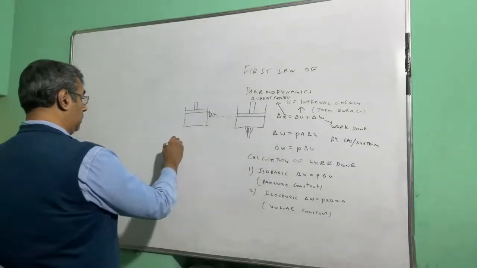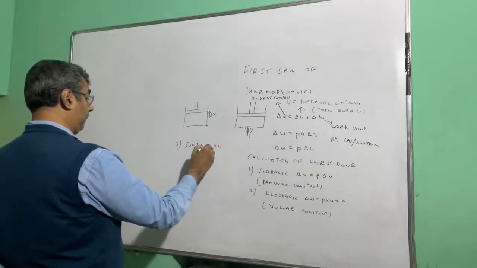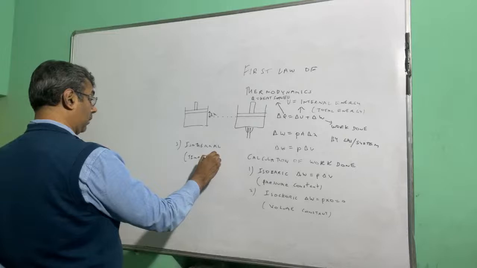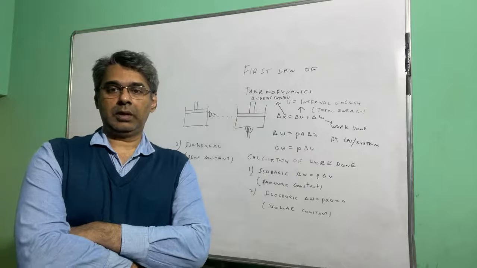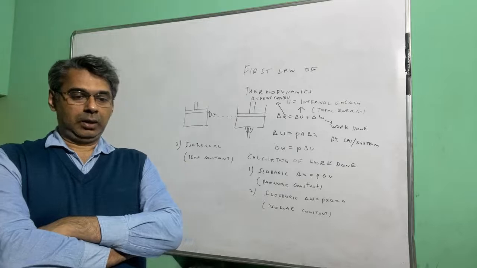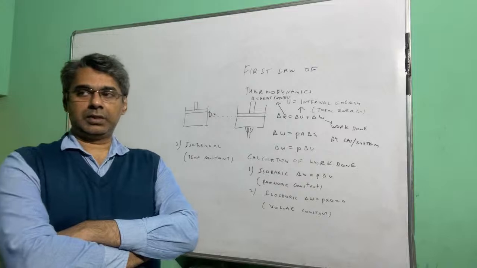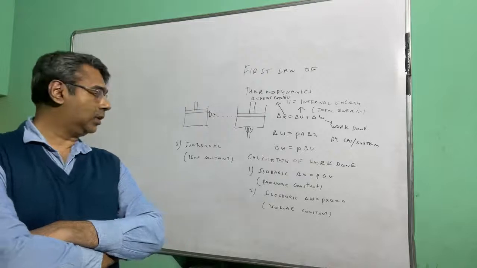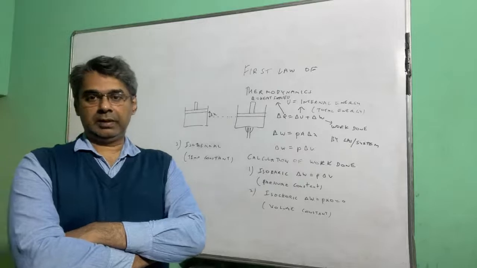Then we come to isothermal. Now what is isothermal? Isothermal means that temperature is constant. Actually, isothermal has a better discussion in the second law of thermodynamics. There is a very good quality discussion on isothermal. But for the time being, just remember that there is another way of interpreting isothermal.